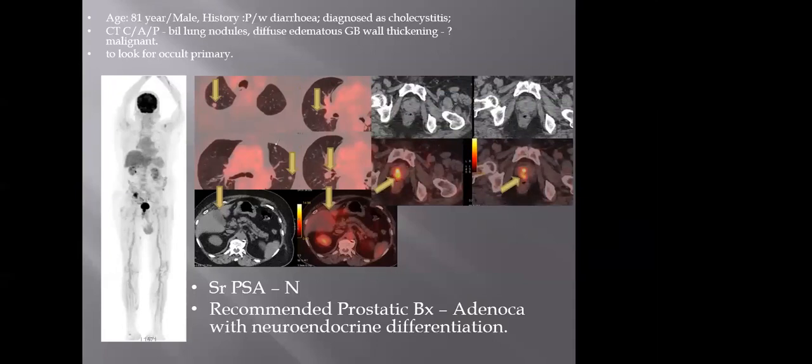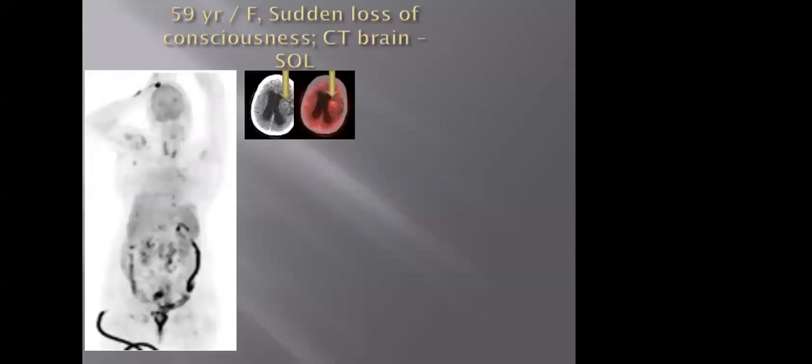But what we picked up on the PET scan was a lesion in the prostate. Serum PSA was surprisingly normal. I recommended a prostatic biopsy, which came out as adenocarcinoma with neuroendocrine differentiation, which is a high-grade prostate cancer, and it confirmed that the metastatic lung nodules were from the prostate.